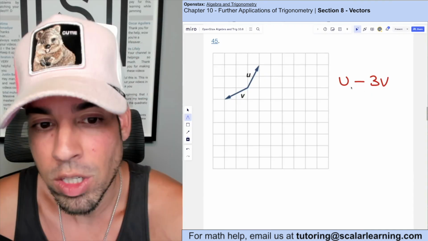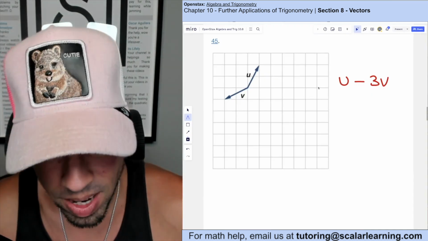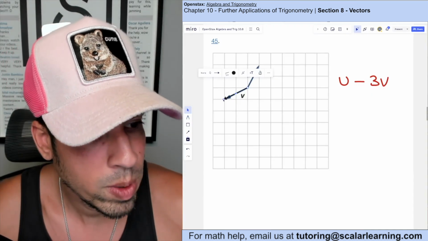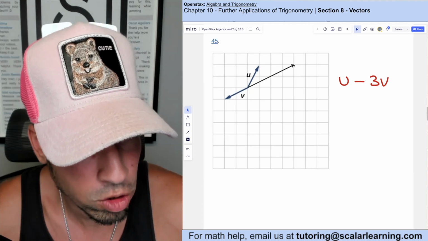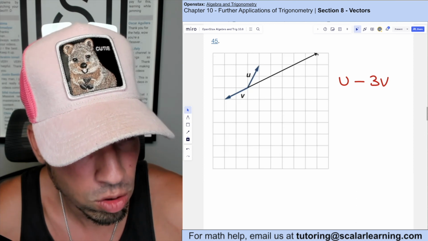Done. So this one is u minus 3v. The first thing I'm going to do is find negative 3v. So we know that when we negate it, we're going in the opposite direction, but then we're also tripling it. So 1, 2, 3, like that. So now I've tripled it in length.